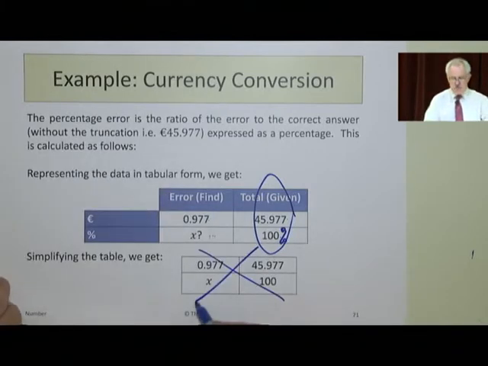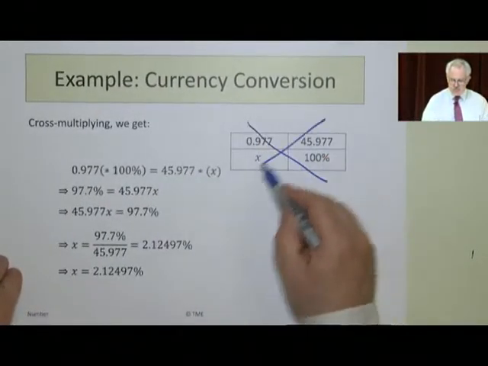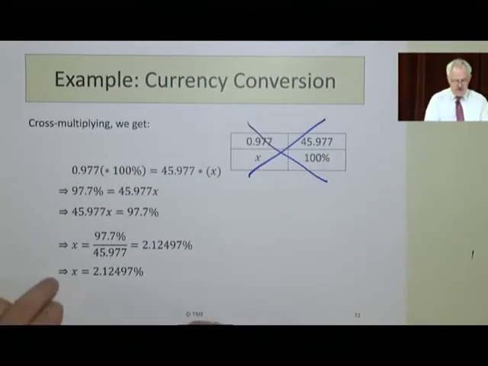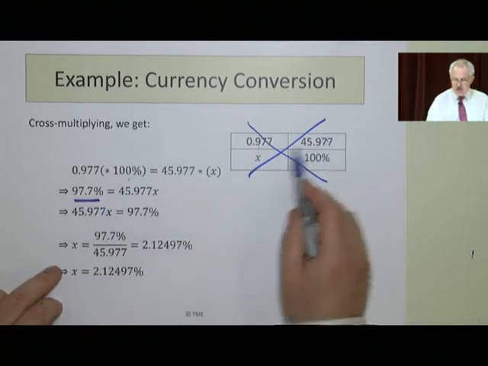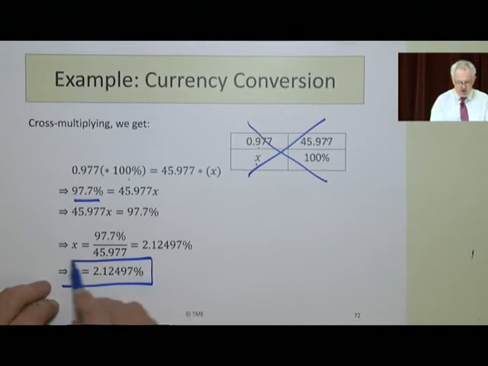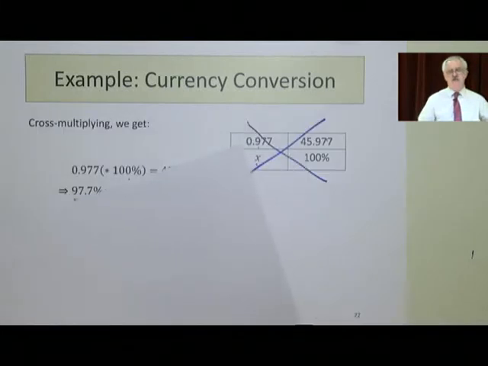Draw it as a table. Do the crisscrossing of it. And we find that 0.977 by 100 is equal to that by x. x is equal to 2.12497. So they took away 2.12% in the error. That was the percentage error, and the various other errors there as well.